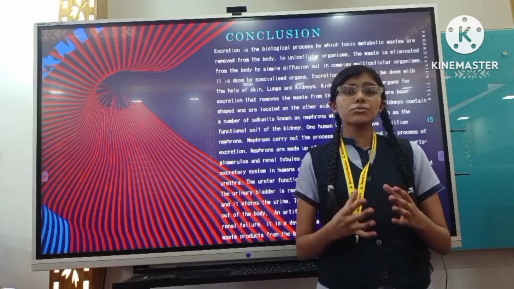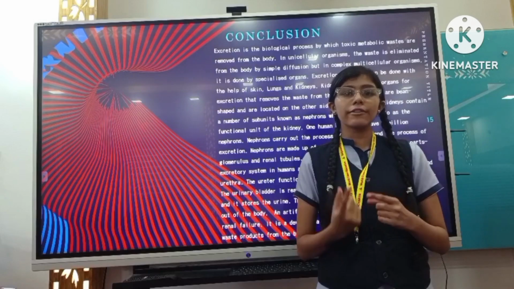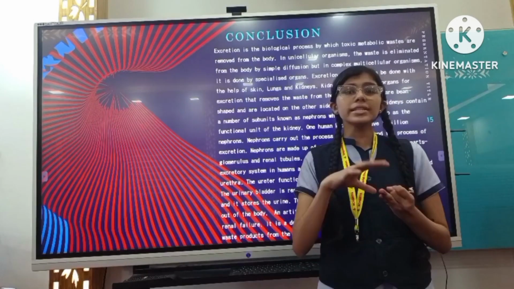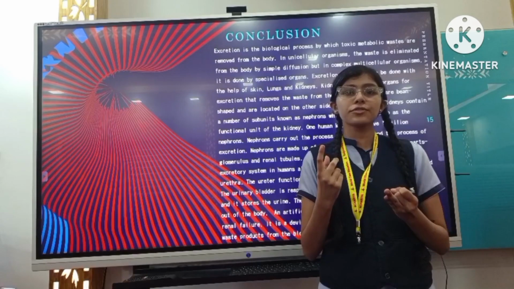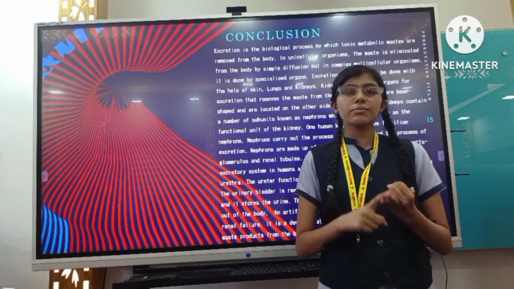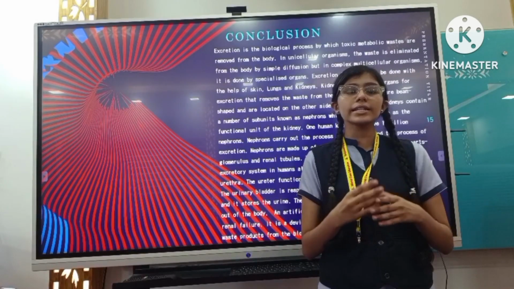The kidney consists of numerous basic structural units called nephrons. The nephron has 5 parts. The glomerulus and Bowman's capsule help in the filtration of the blood, and the proximal convoluted tubule, distal convoluted tubule, and loop of Henle help in selective reabsorption.